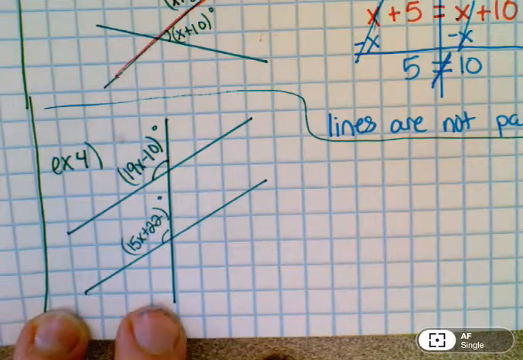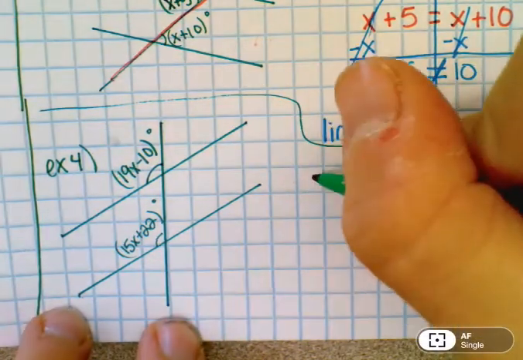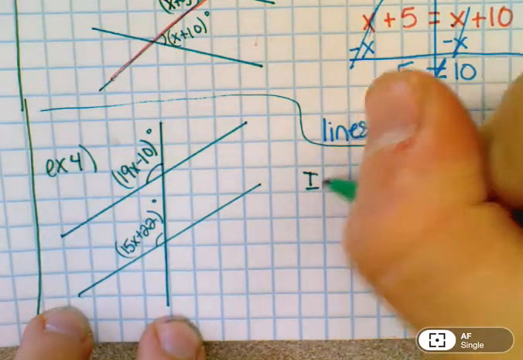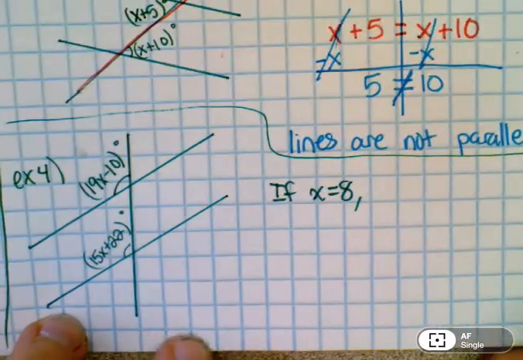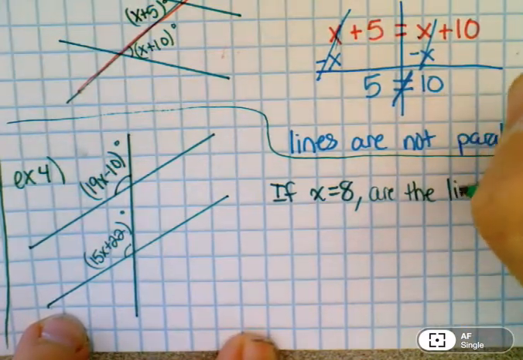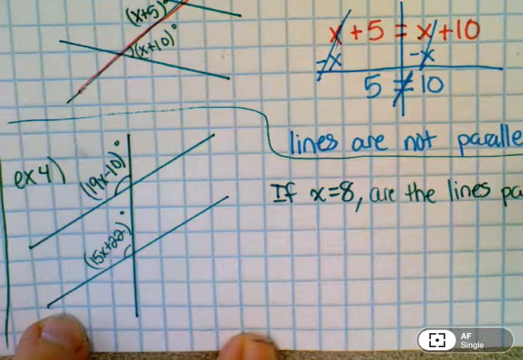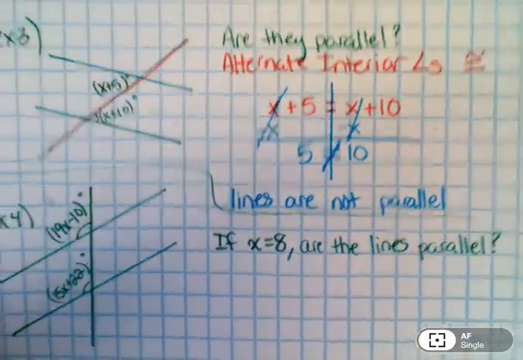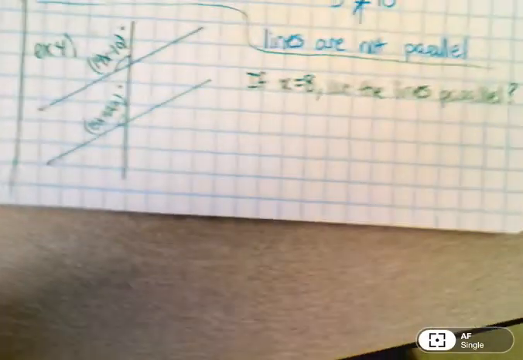Okay. So my question this time is, and you need to write this down, if x equals 8, are the lines parallel? Oops, you can't see all of that. So I have this sort of, let me move this guy. Sorry to make you dizzy.